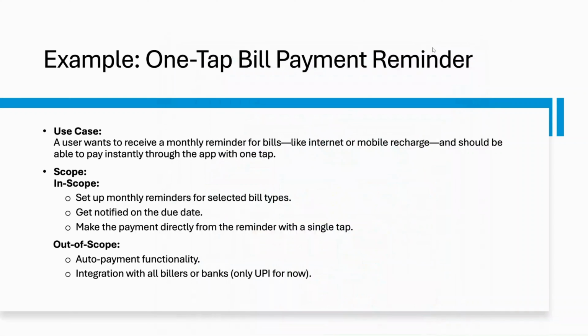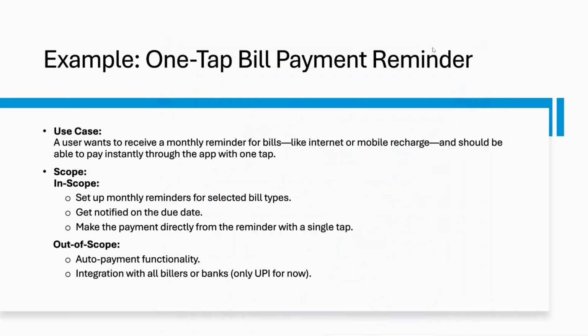Now you got the use case. Now we'll define the scope. What is the scope of this use case? Use case that is in scope and out of scope. In scope is: set up monthly reminders for selected bill types, get notified on the due date, make the payment directly from the reminder with a single tap. You get a notification, you click on that, just click on pay, the bill is paid.